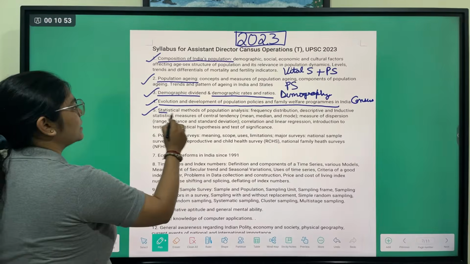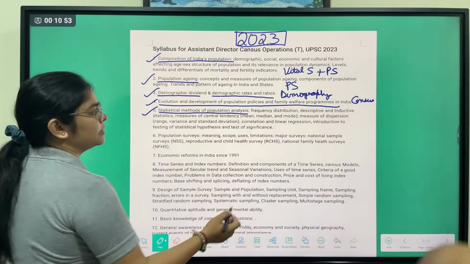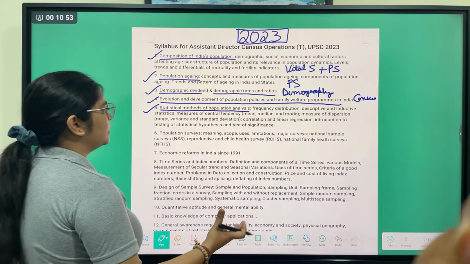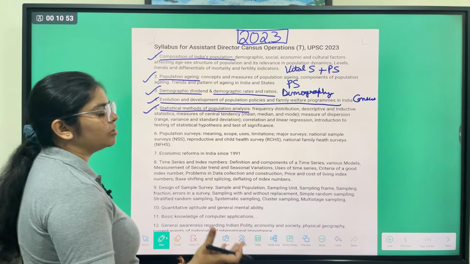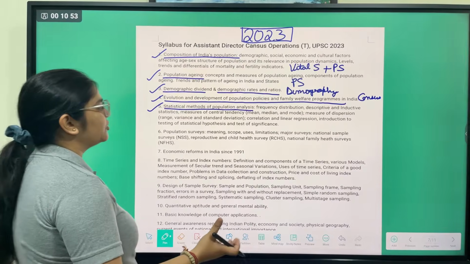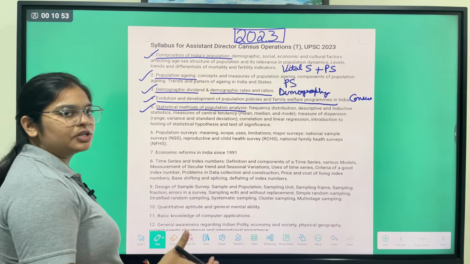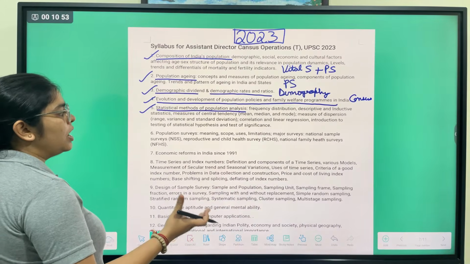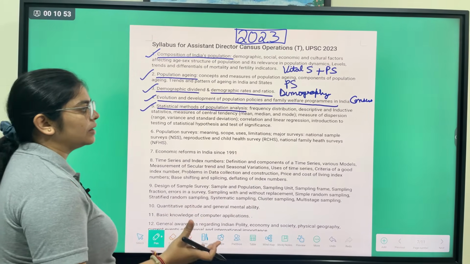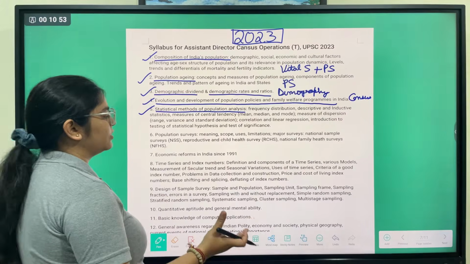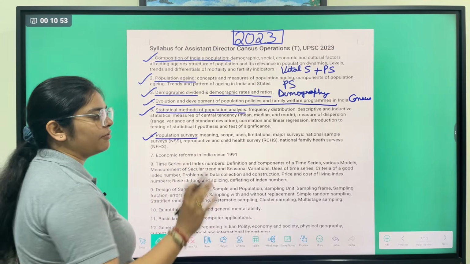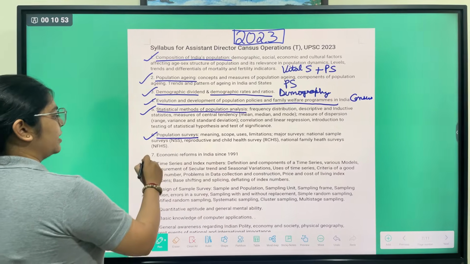Then comes statistical methods of population analysis: frequency distribution, descriptive and inductive statistics, measures of central tendency (mean, median, and mode), measures of dispersion (range, variance, and standard deviation), correlation and linear regression, introduction to statistical test hypothesis, and test of significance. Everything will be covered by us. Population surveys, everything in detail will be covered by us.